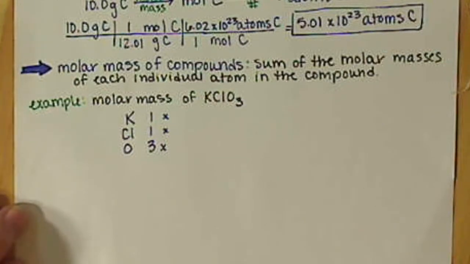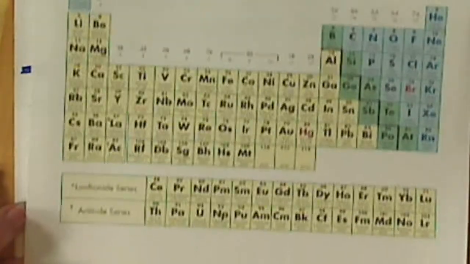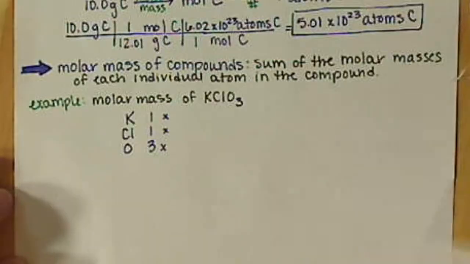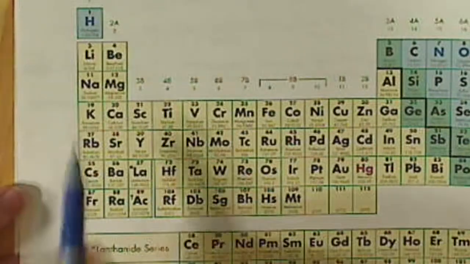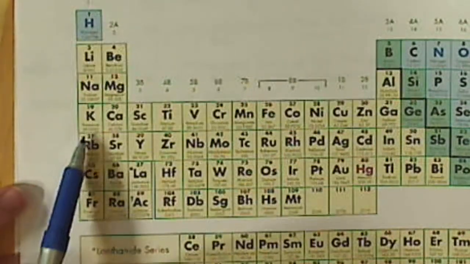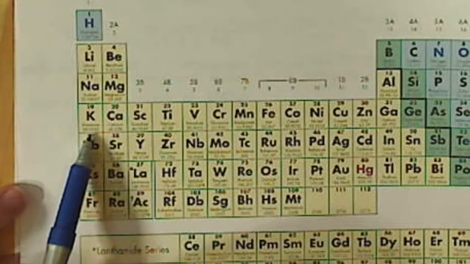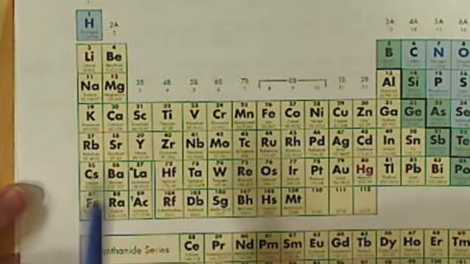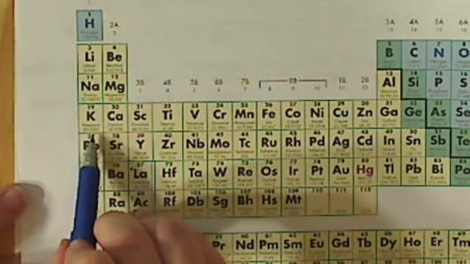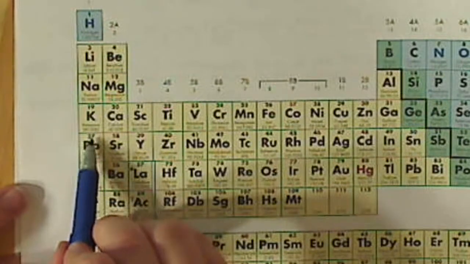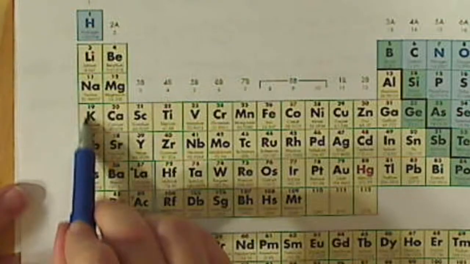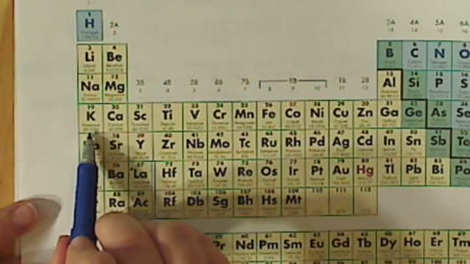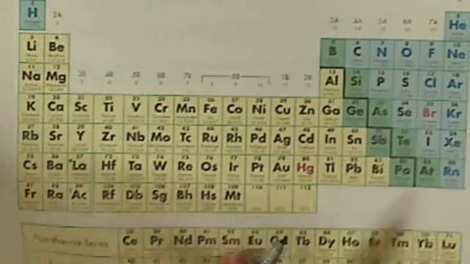So I'm going to flip to a periodic table here. Maybe I'll use a bigger one so I don't have to zoom in. So potassium here, we have 39.0983. You know, 2 decimal places is probably going to be good enough for us. So I'm just going to use 39.10 for potassium. Chlorine is over on the right-hand side.